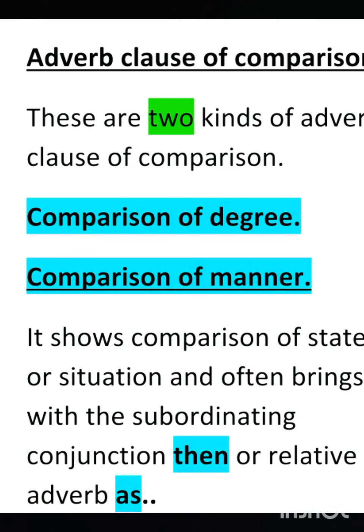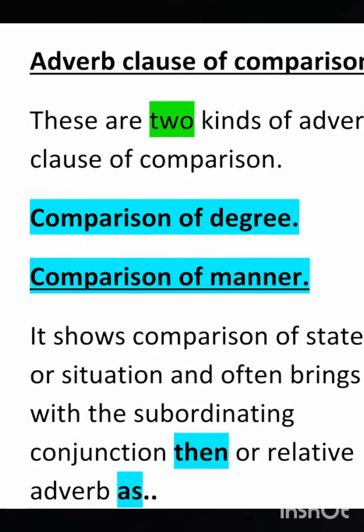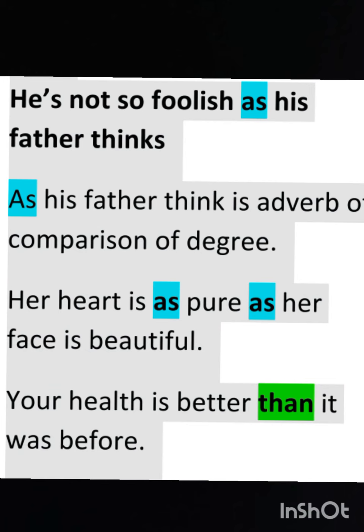Adverb clause of comparison. There are two kinds of adverb clause of comparison. The first one is the comparison of degree and the second one is the comparison of manner. It shows comparison of state or situations and often begins with the subordinating conjunction than or relative adverb as. Like, he is not so foolish as his father thinks. As his father thinks is an adverb clause of comparison of degree. Her heart is as pure as her face is beautiful. Your health is better than it was before.